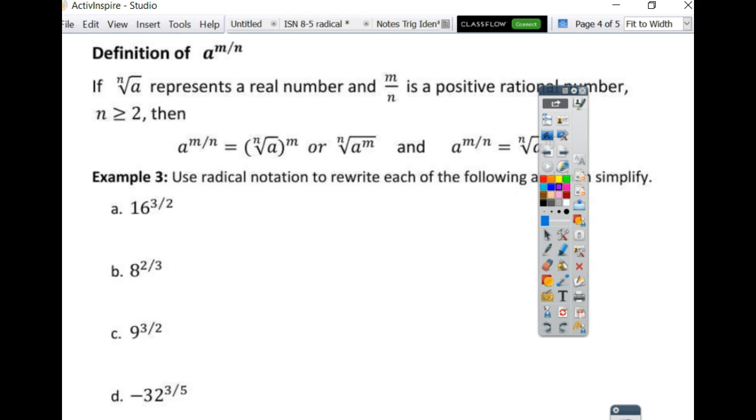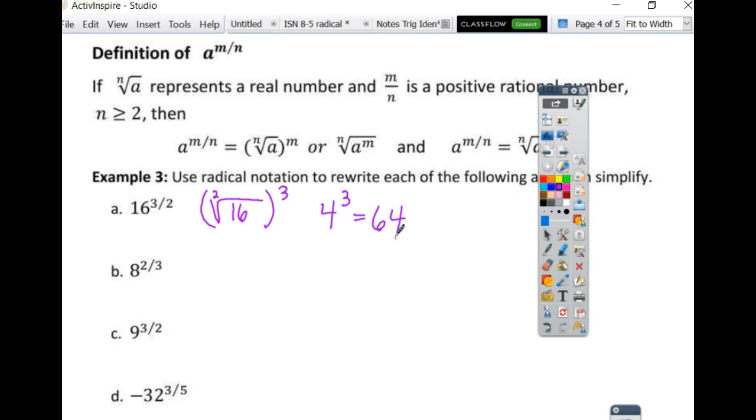So we started doing this yesterday. So look, what's the index when it's written as 3 over 2? The 2, the bottom number, Reuben, the bottom number is the index. So I have 16, this is squared, and then you have to cube it. So what's the square root of 16? 4, and then you take 4 to the third power. So 4 times 4 is 16, times 4 is 64.